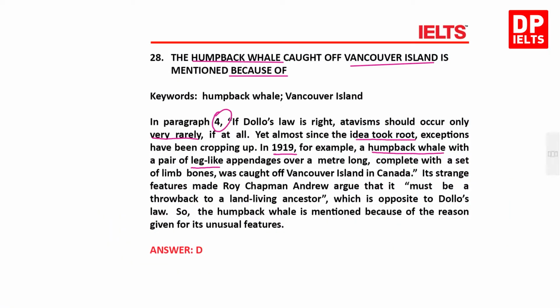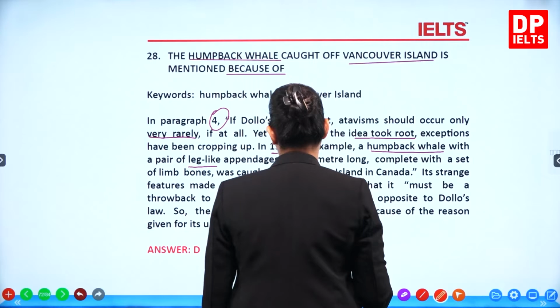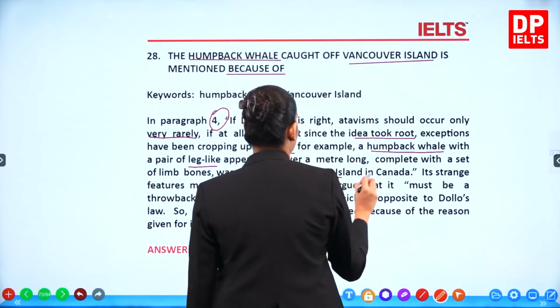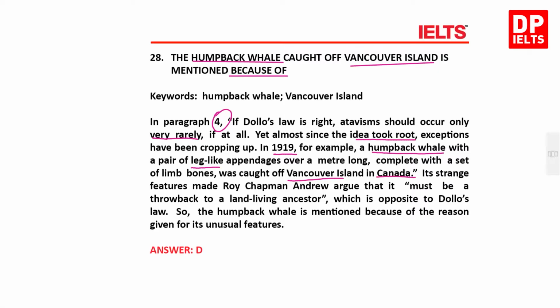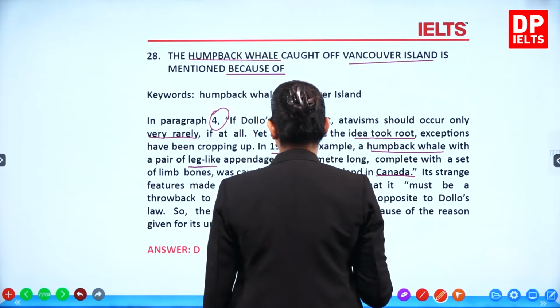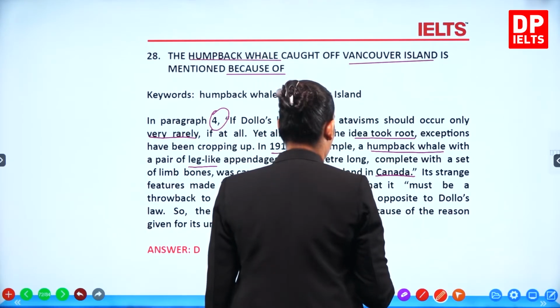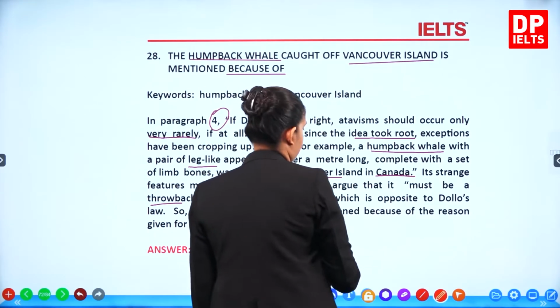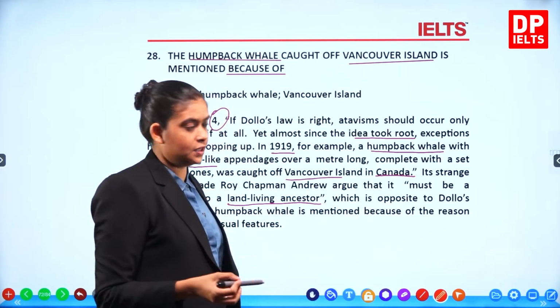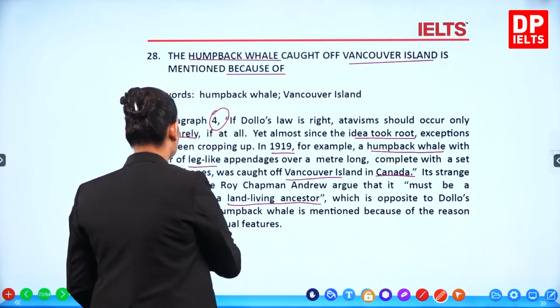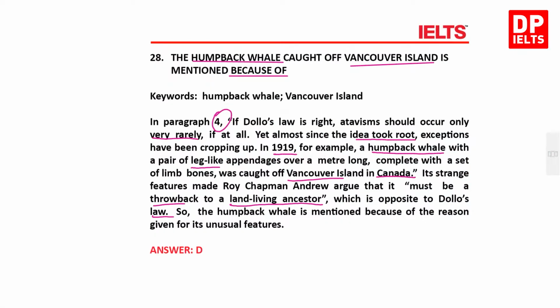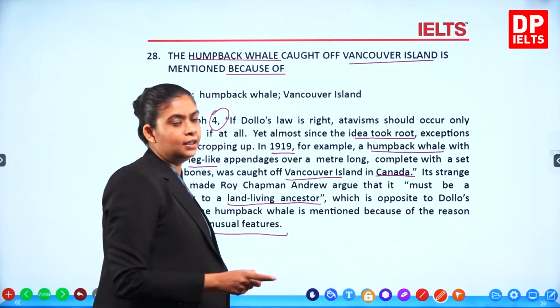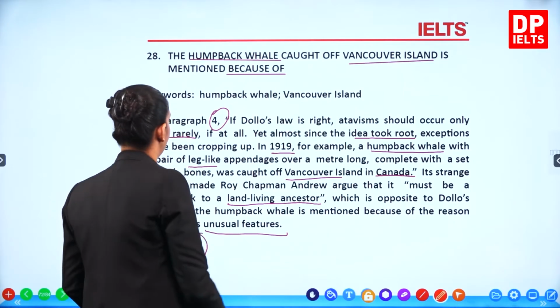appendages over a meter long, complete with a set of limb bones, was caught off Vancouver Island in Canada. Its strange features made Roy Chapman and Andrew argue that it must be a throwback to a land-living ancestor, which is opposite to Dollo's law. So the humpback whale is mentioned because of the reason given for its unusual features. So here the answer is D.